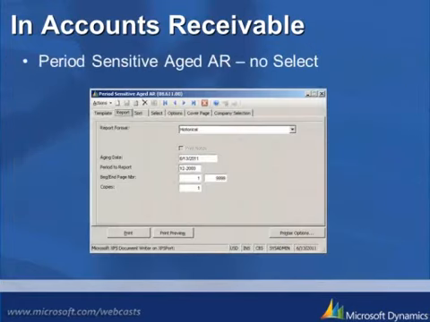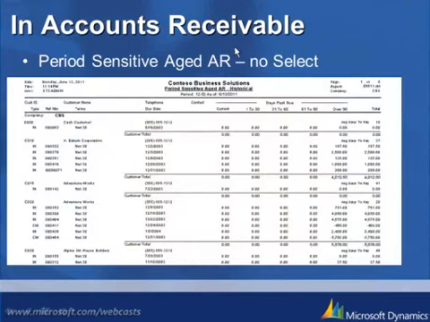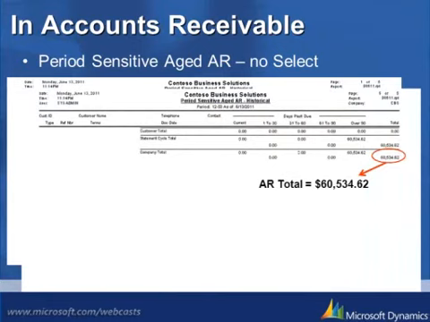The other report that I mentioned you could use for reconciling prior periods was the period sensitive aged AR report. And in this scenario, there is no select criteria included on this report. And if we run this, again, giving us open documents as of the period, we're mostly concerned with the total at the end of the report at this point. This total that we get here is $60,534.62. This happens to match the customer period trial balance report that we ran that did not have select criteria on it either.